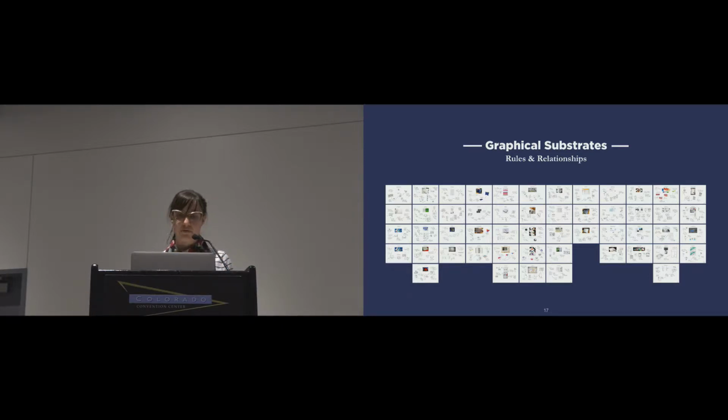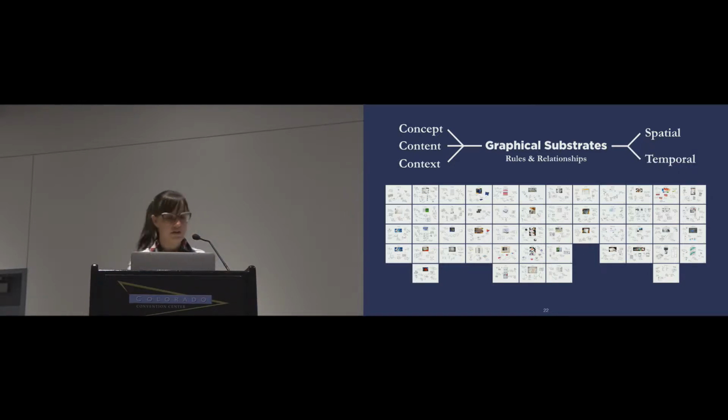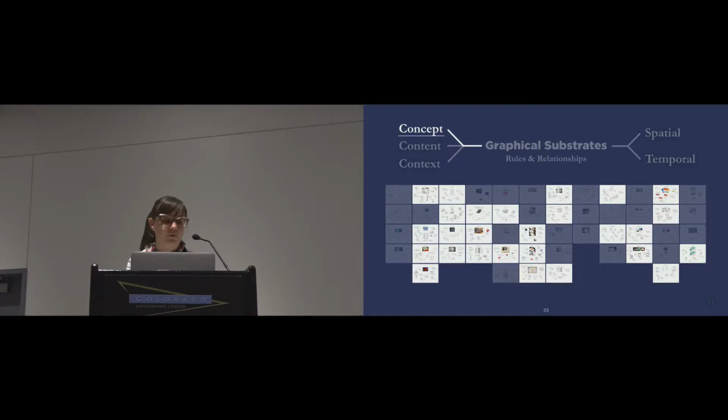And those graphical substrates are mapping inputs of three different categories. They map conceptual inputs, content inputs, and contextual inputs into spatial outputs and temporal outputs. And I'm going to give an example for each of those categories. So let's dive into the inputs. So first, conceptual inputs.